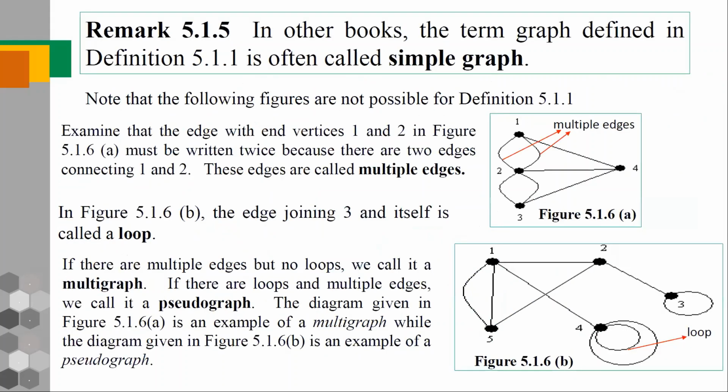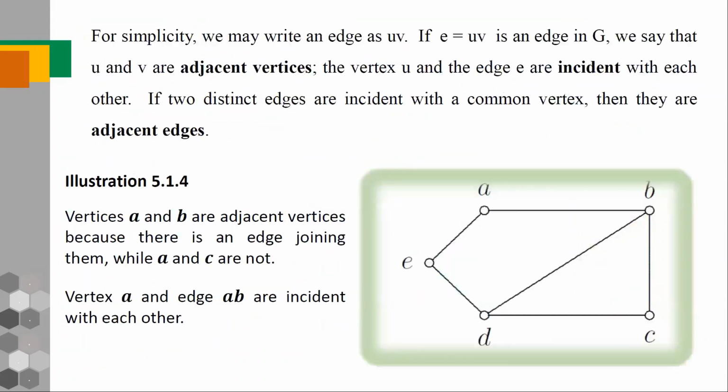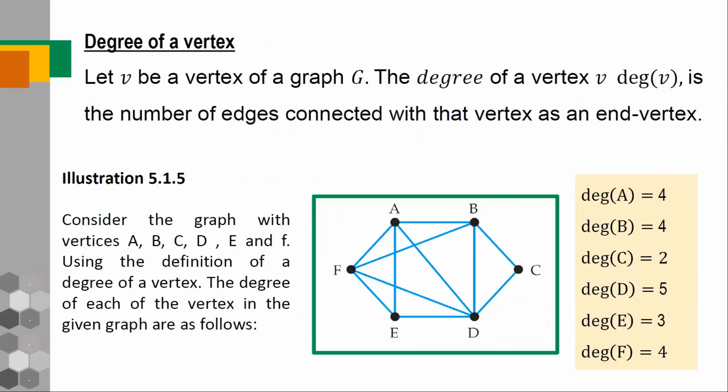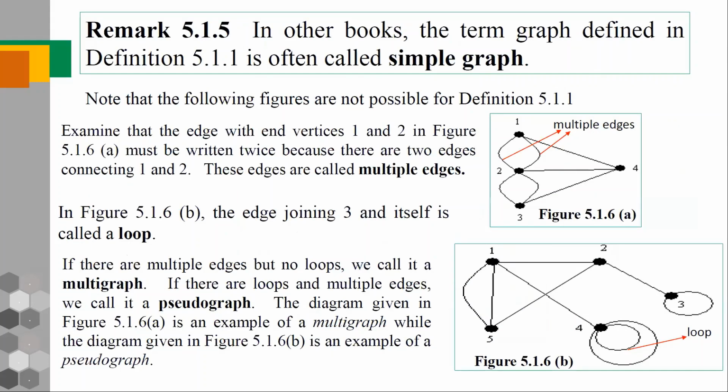Okay, so remark: in other books, the term graph defined in Definition 5.1.1 is often called a simple graph. That is the definition of a graph we had earlier. So in other books, this is referred to as a simple graph. So what is a simple graph? A simple graph is one that does not contain multiple edges and self-loops.